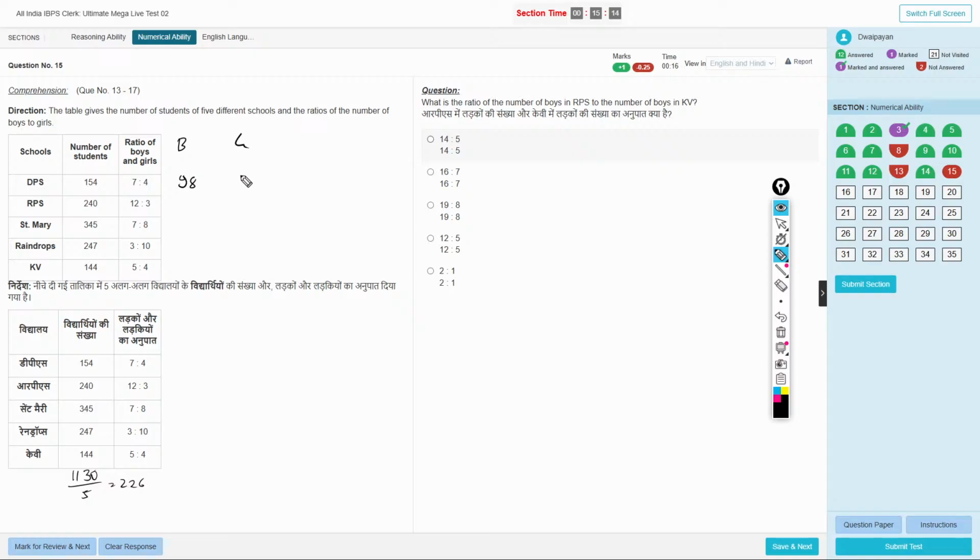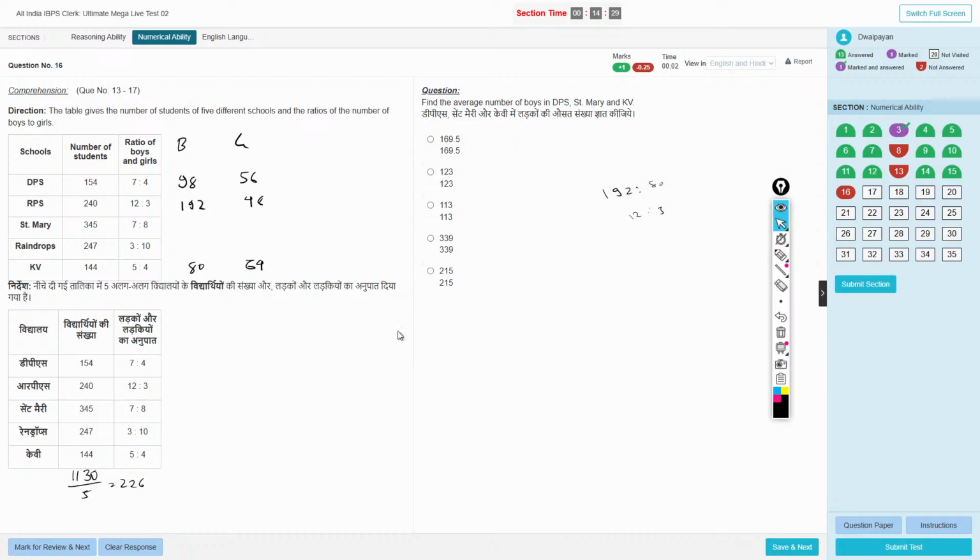98, 14 into 4, 56, and 15, right? So 16 times, 16 into 12, 14 square minus 4, 192, and 16 into 148, so kV, 9, 16, 16, right? So 80 and 64. So they have asked boys in RPS 192 is to boys in kV 80. So with 8 we got, or rather 16 we got 12, with 16 we got 5.